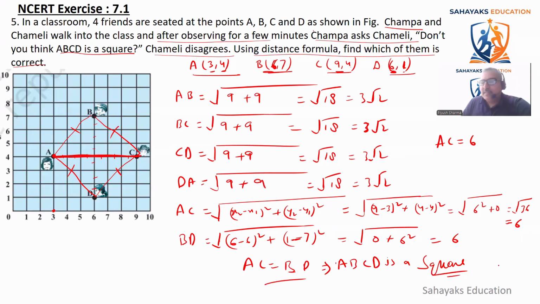So the answer is Champa. I'm telling you, some students must have mentioned that yes, this is a square, and they would have closed this question and moved on to another question. But please remember, the answer is not whether it's a square or not. They wanted to know who among Champa and Chameli is correct. So the answer is Champa. Please don't make this kind of mistake, because even if you're good at maths, if you miss out on this one, marks are gone. And everybody wants marks.